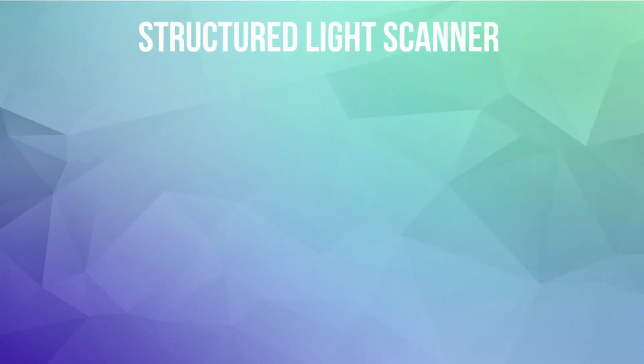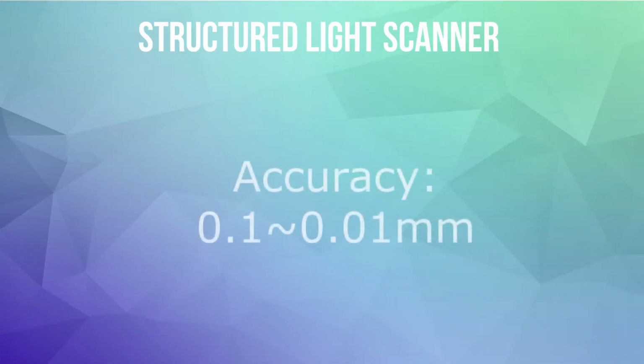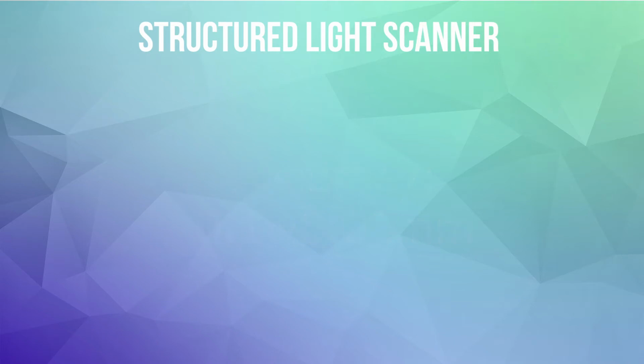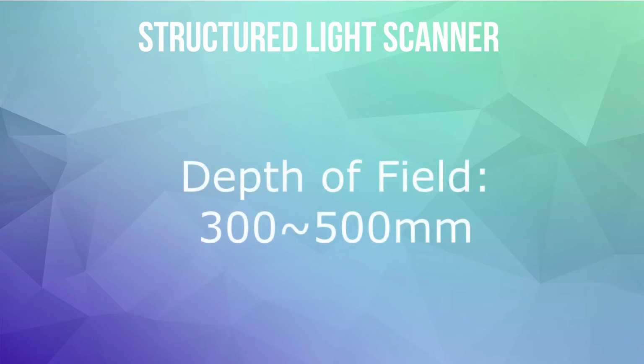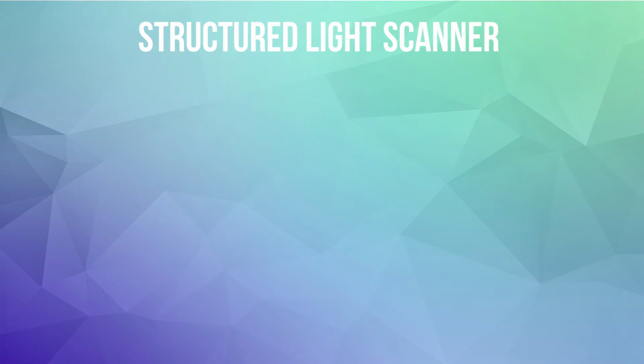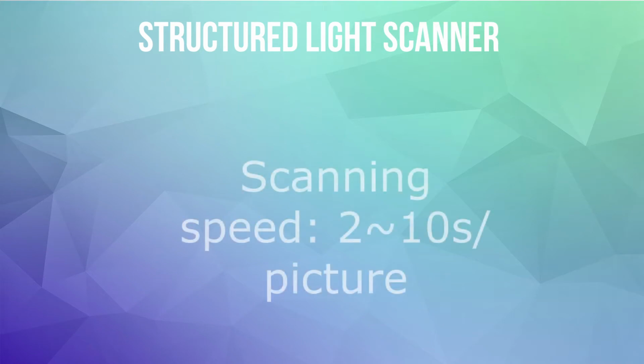Structuralized scanner accuracy is also very high, depending on the size of the object. The accuracy range is 0.1 to 0.01 mm. Its depth of field range is from 300 mm to 500 mm, which means the structuralized scanner can work remotely. Its scanning speed is also very fast, usually 2 to 10 seconds to complete a scan.